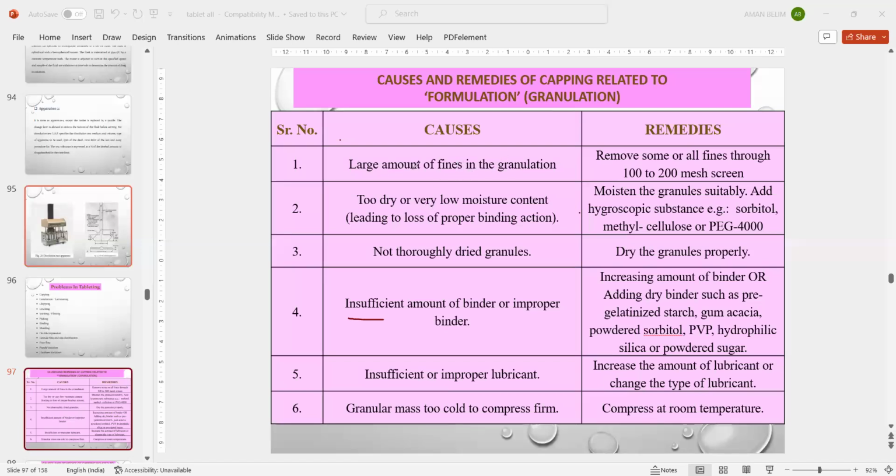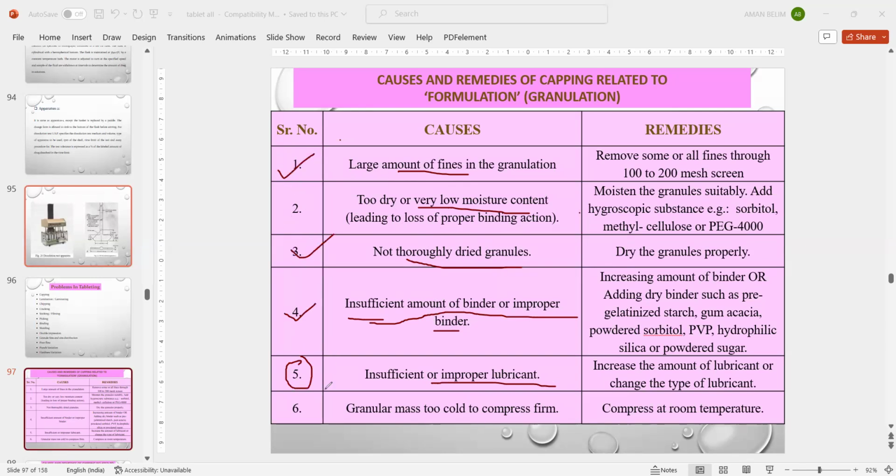As I have mentioned, a large amount of fines, then low moisture content, which means that you have dried the granules too much, or not thoroughly dried. Sometimes it may happen that the granules are not properly dried. Then partial or complete separation of the tablet. Then insufficient amount of binder or improper binder, as I have told. Improper lubricant is not generally observed. These are the main observed problems.